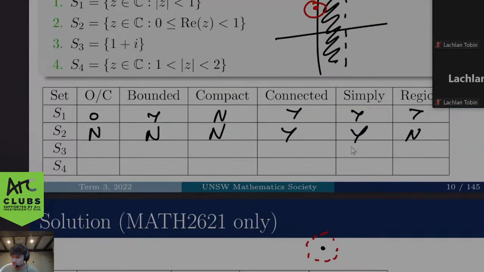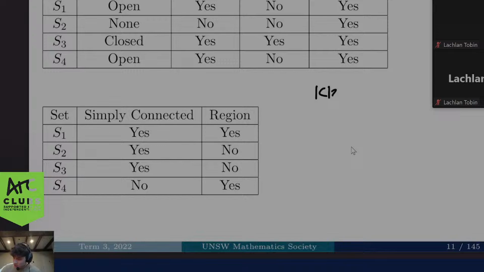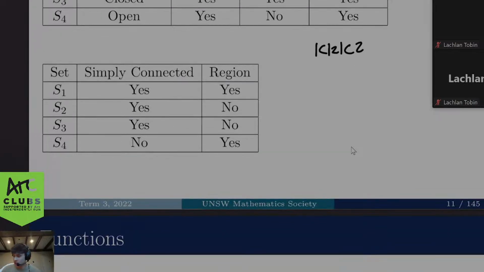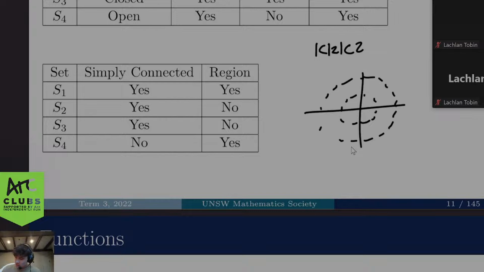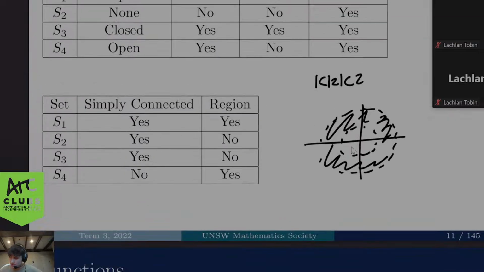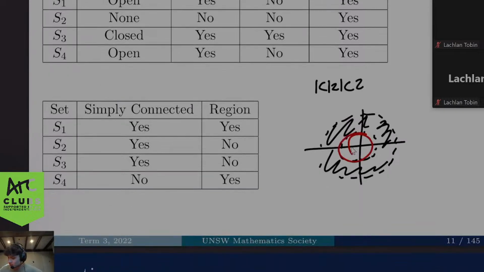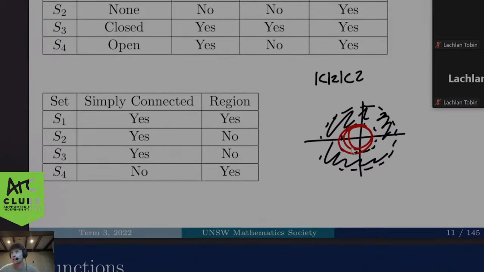And our last set is this annulus. It will look like this. We have our modulus between 1 and 2, so what we're dealing with looks something like this. This set is clearly open because it contains only interior points. It's also clearly bounded. It's not compact because it's not closed. It is connected. It's not simply connected because we have this hole here. And it is a region because it's an open set with none, some, or all of its boundary points.